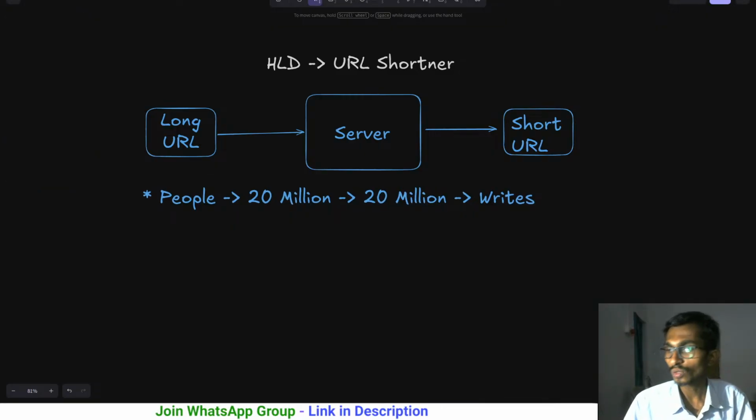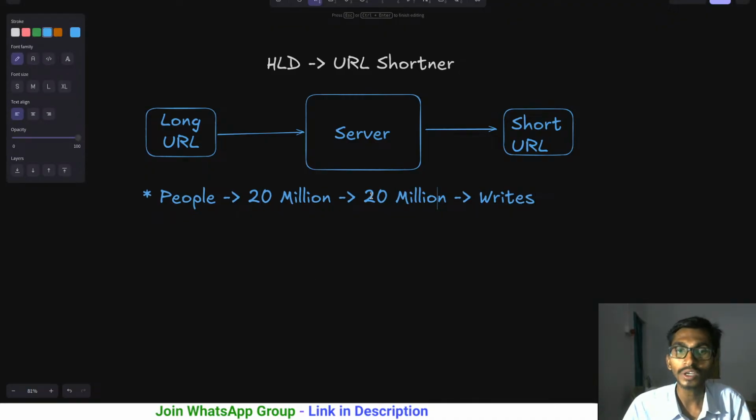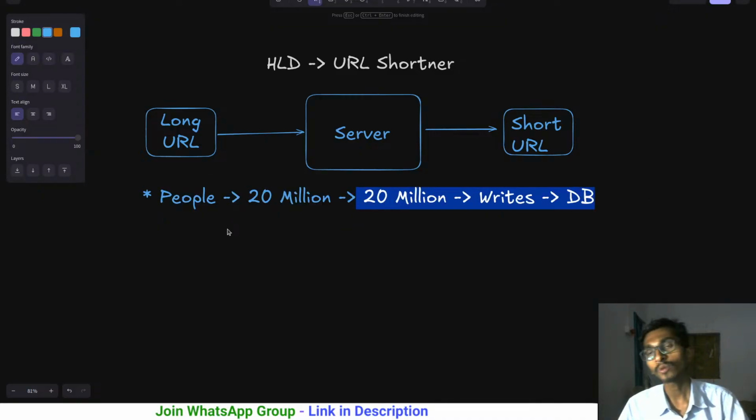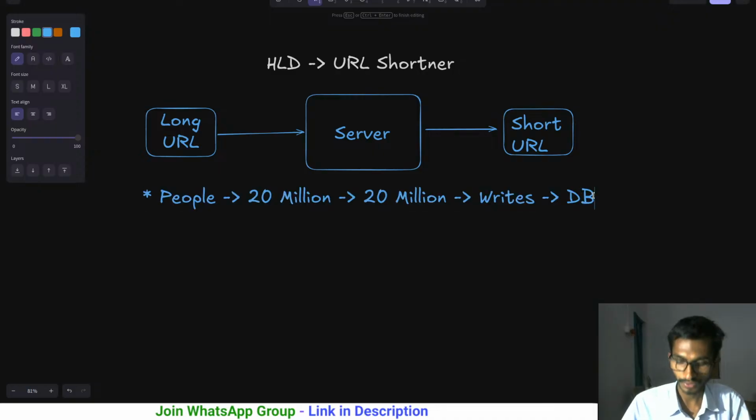Okay, so this particular thing is done. Ultimately, 20 million writes are going to be there in our DB. So in our DB, we are going to be saving 20 million requests per day. Now we also have to check how many requests we are going to get per second. That's an easy calculation, we can do that. That is the first thing.